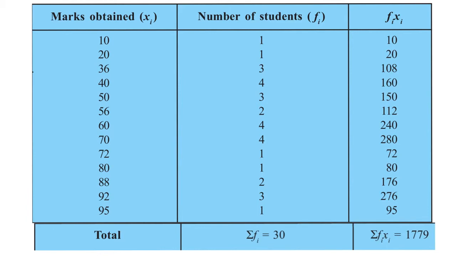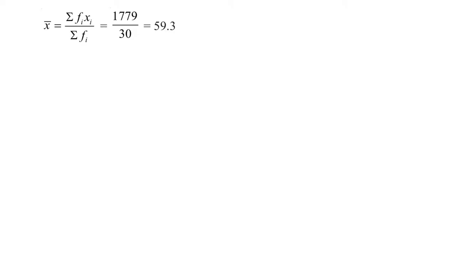So the frequency is, we know the sigma symbol is 30, and when you add this, you get 1779. Now how do we find the mean? It is this divided by this, which is 1779 divided by 30, and that is 59.3. So the mean of this table is 59.3. So the mean marks obtained is 59.3.